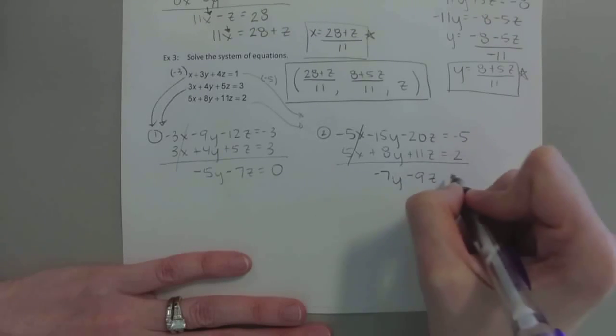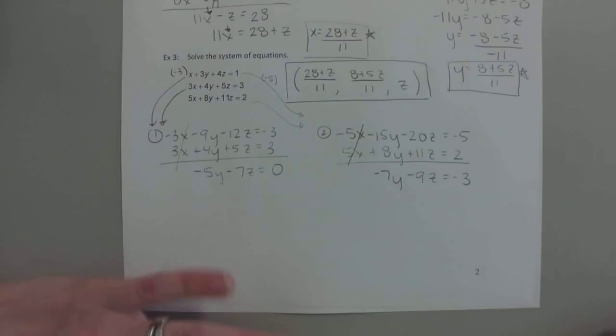Does that look okay so far? Yeah, I'm starting to get it now. You'll get the hang of it. So x is going to cancel, and we're going to get it down to 2 variables, y and z. Good. So this is going to be -7y, is that correct? Minus 9z equals -3. Did I do that right? Yeah, I double-checked it.